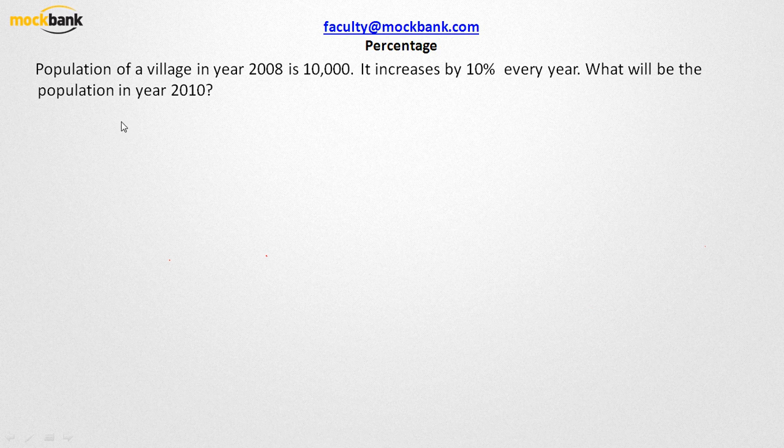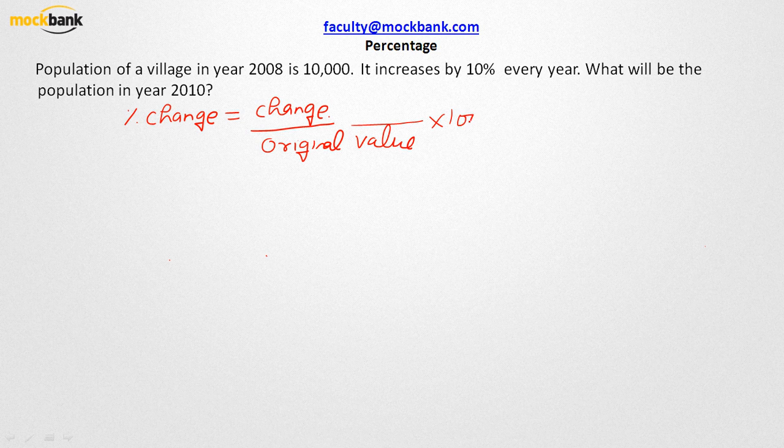So what is the exact definition of a percent change? How do we write percent change? Change is written as change over original value, into 100. That is the definition of a percent change. So if you are trying to find out what is increment, this change will be increment. What if you are trying to find out what is the percent decrement, you will write it to be decrement, right? In this case they are talking about increment.